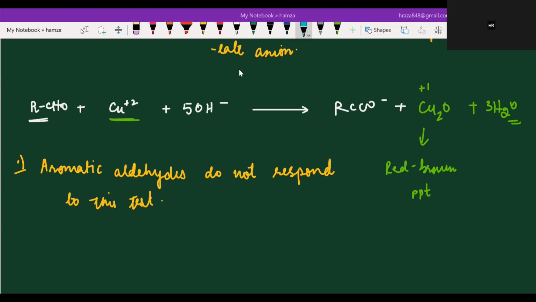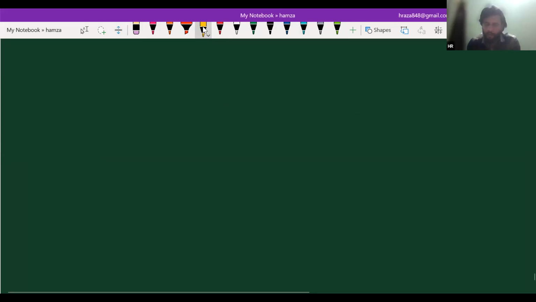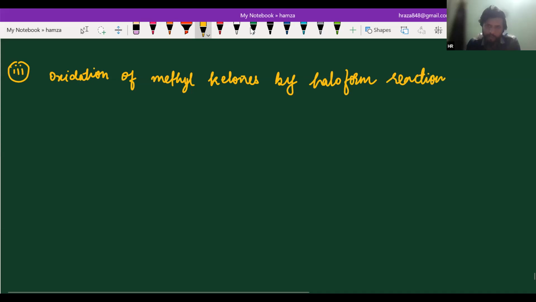Very good. Now see, another chemical reaction, that is the last oxidation chemical reaction of aldehydes and ketones: the oxidation of methyl ketones by haloform reaction. And it is very important and very easy.